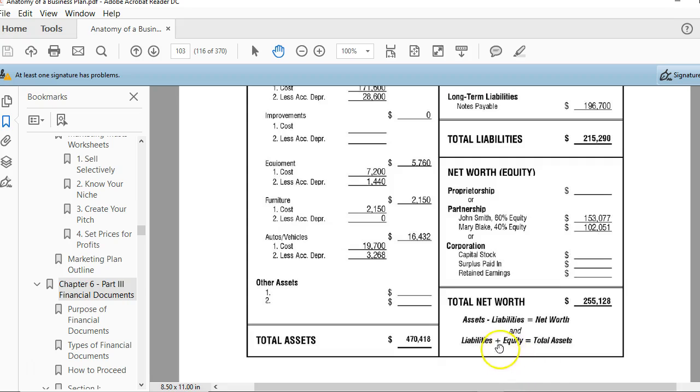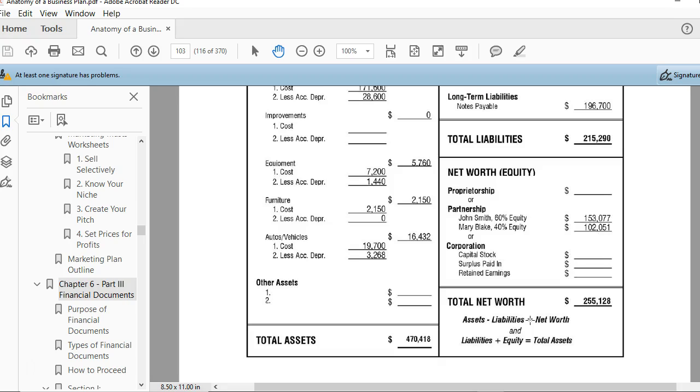Okay, and then it measures down here the accounting equation. Assets equals liabilities plus equity. You can rearrange that a couple different ways and go assets minus liabilities equals equity or net worth. Or you can say liabilities plus equity equals total assets. It's just kind of rearranging the same thing a few different ways.